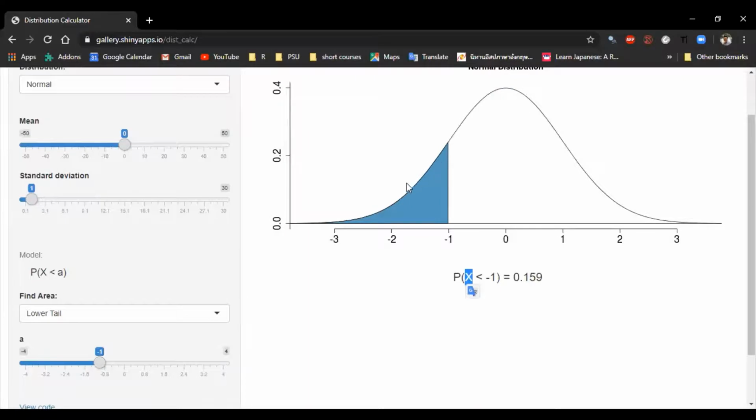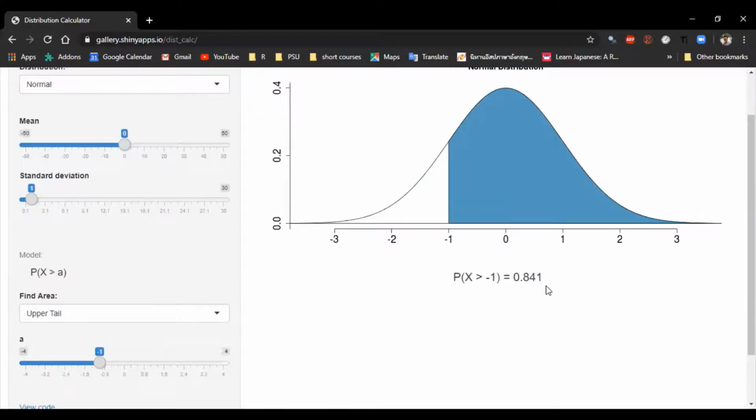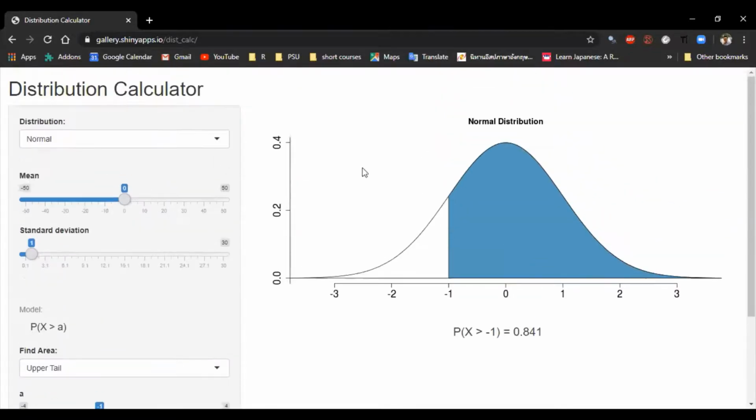What we are looking at is the lower tail. If you want to see the upper tail, which is the opposite of the shaded one, then by the theory of probability you just subtract it from one. This is a percentage, so consider it as 100%. You subtract it from 100, which is 84.1%. You can play around with this calculator.